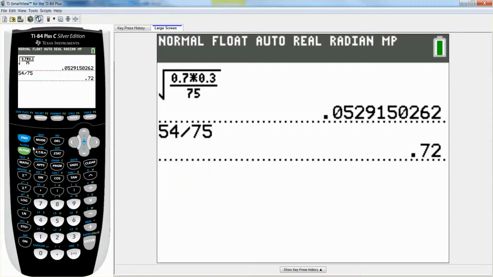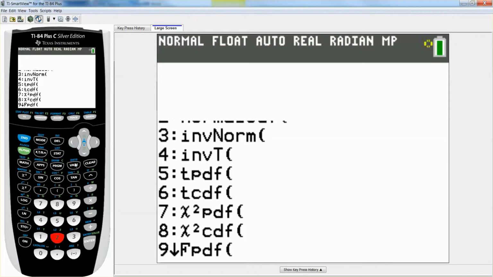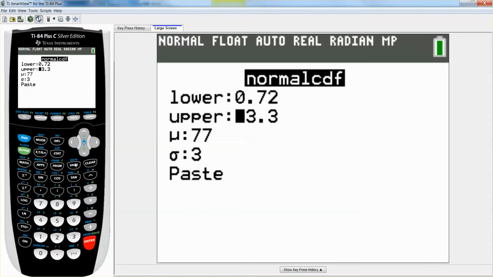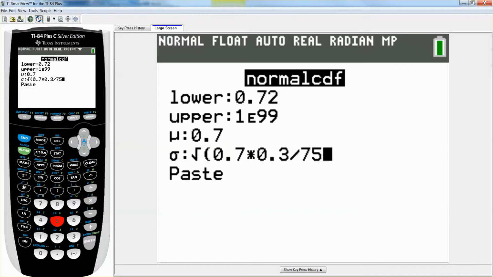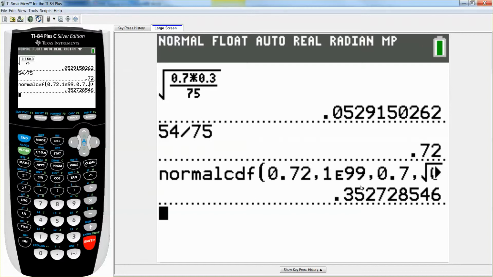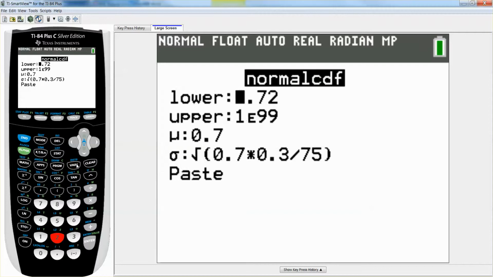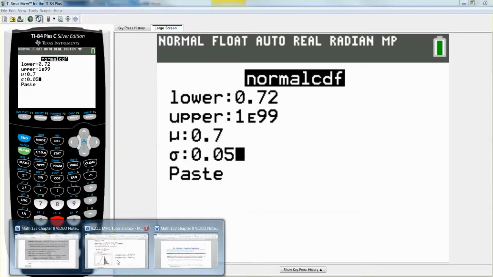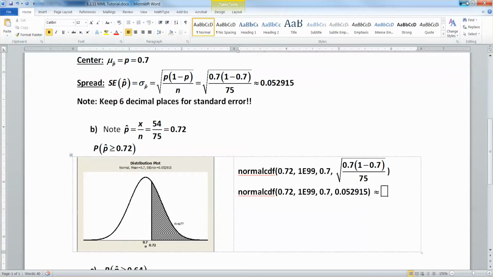So let me grab my calculator. I'm going to get a normal CDF, number 2, and it was 0.72, 1E99. Remember the E is above your comma button because you're standing in for forever. Then 0.7, and here you have a choice. You can do second square root, 0.7 times 0.3 divided by 75. That'll work. There you go, 0.3527. Or let me do the same thing, but instead type in 0.052915.